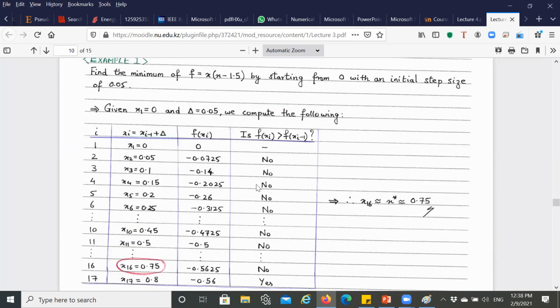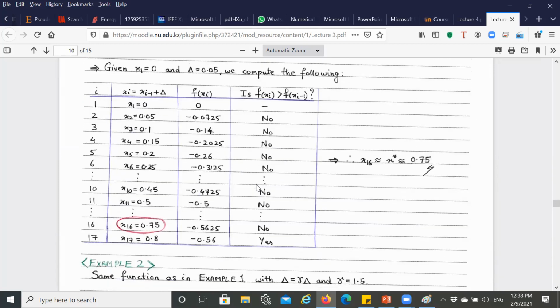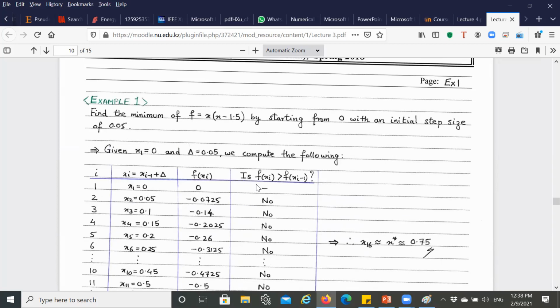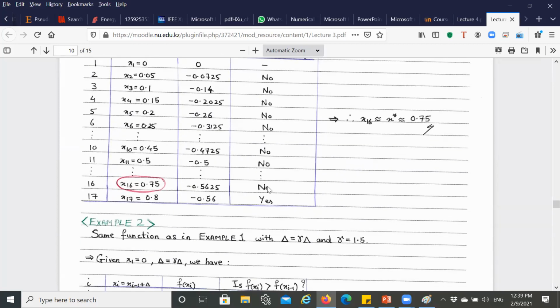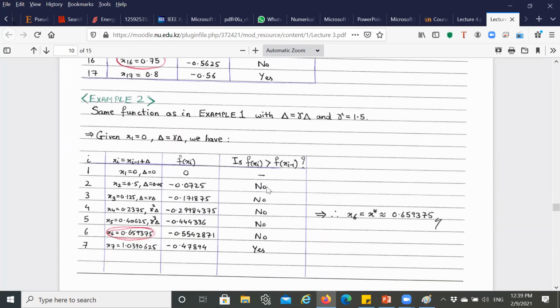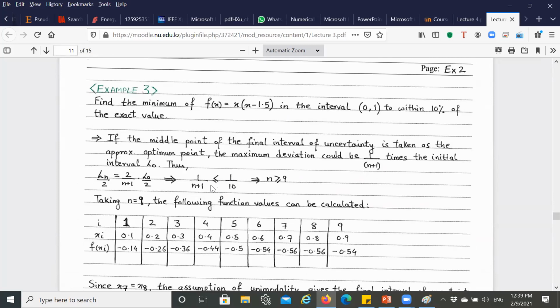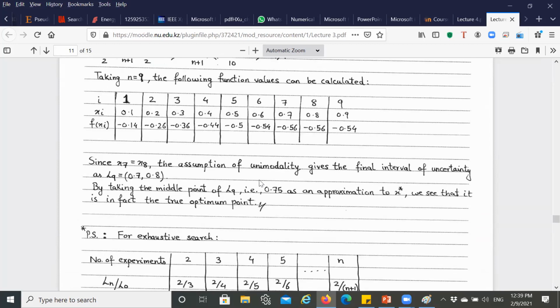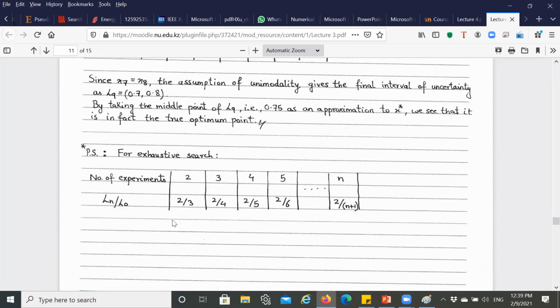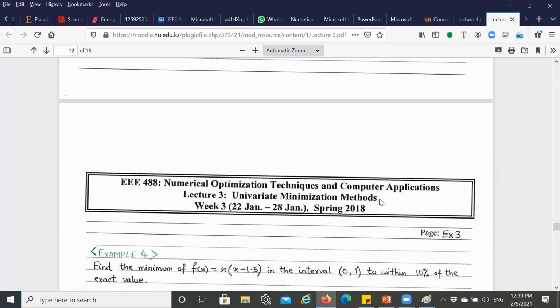Well, that's all I wanted to talk about in this lecture. These are some examples, and I'm sure you have worked through them. I've actually given you the solution, so I see no point in trying to explain it. These are some examples you can work out. This is an example where you use the ratio of Ln divided by L naught to find the value of n. This is also for the exhaustive search, when you compare with exhaustive search.